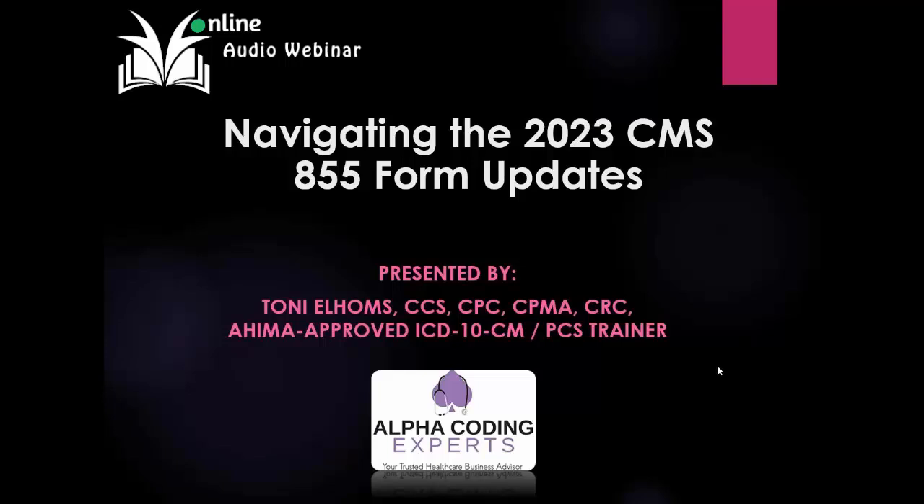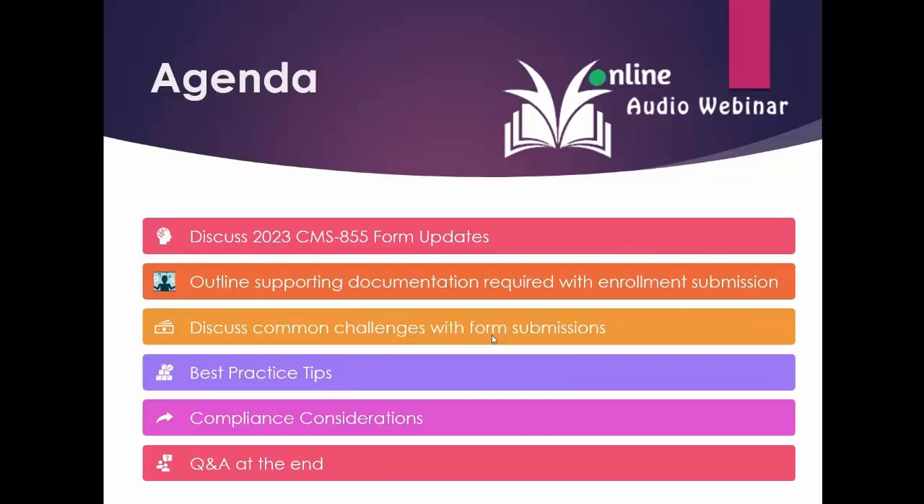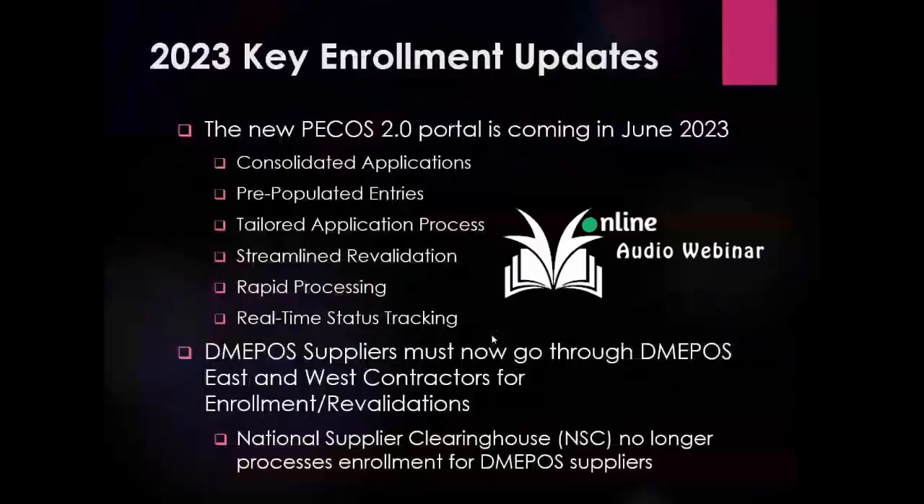Over to you, Tony. Thank you so much, Ethan, and thank you to all of our attendees today. It looks like we've got a pretty good sized audience. We're going to be talking about the 2023 CMS 855 form updates. So we've got a lot of information to cover in our session today. We're going to talk about the key updates, some of the common challenges in the form filings, supporting documentation, and then we'll go through some best practice tips and compliance considerations.